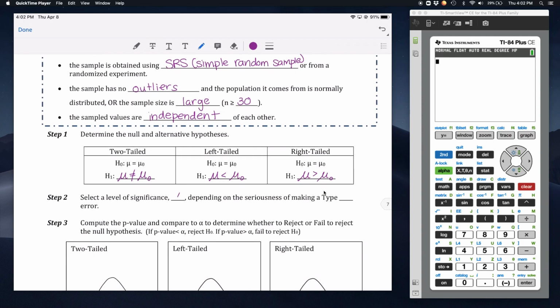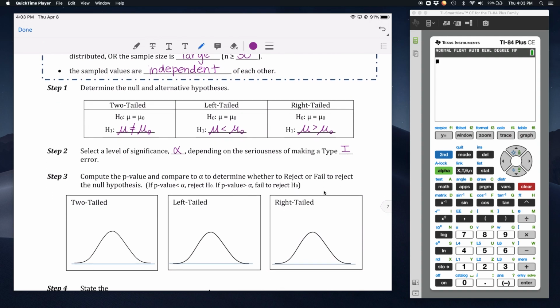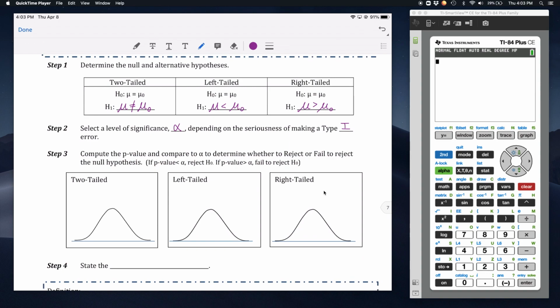Our significance level is going to be alpha, and remember this depends on the seriousness of making a type 1 error. So as we go through, remember we're going to compute a p-value, and then we compare that to alpha to decide whether to reject or fail to reject the null hypothesis. If the p-value is less than alpha, reject H0, right? P is low, reject the H0, right? If the p-value is greater than alpha, fail to reject H0.